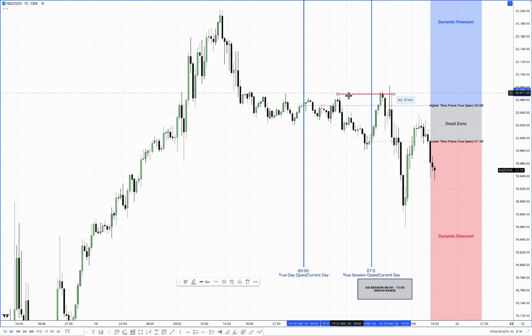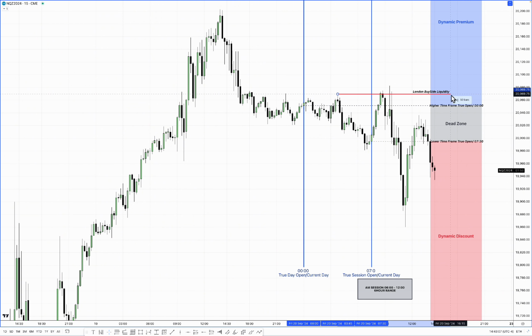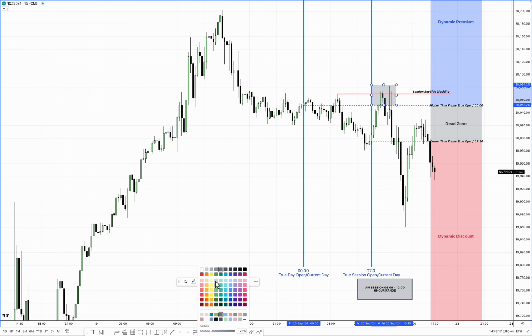Price sweeps the London high, right? We'll say London buy side liquidity, and then immediately plummets lower, right? This right here, anywhere within this price range, that is where you could have begun to look for shorts, right?